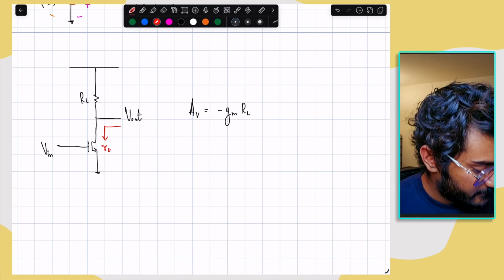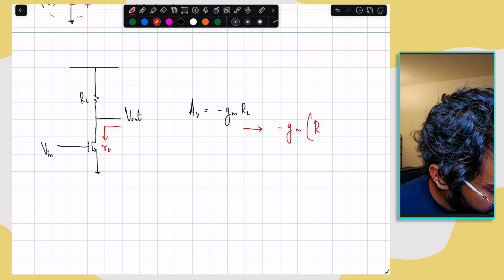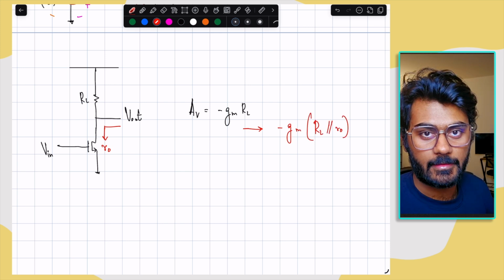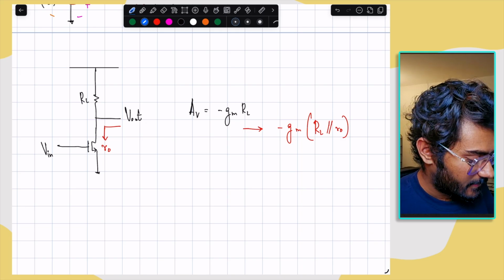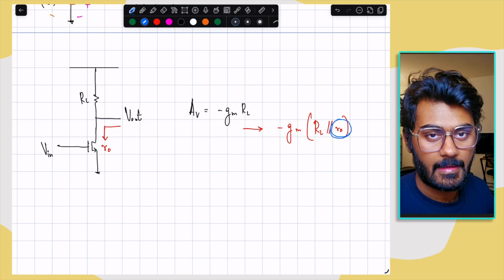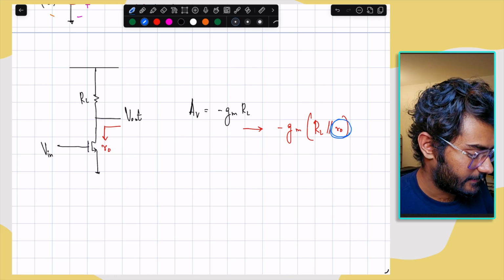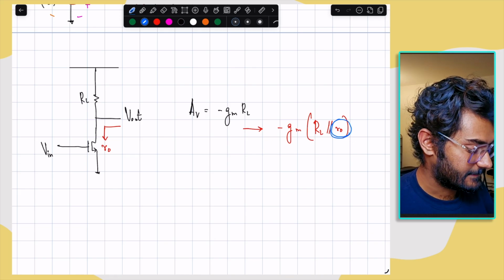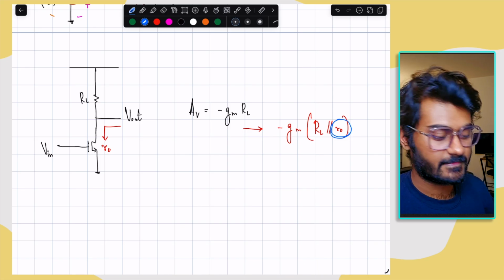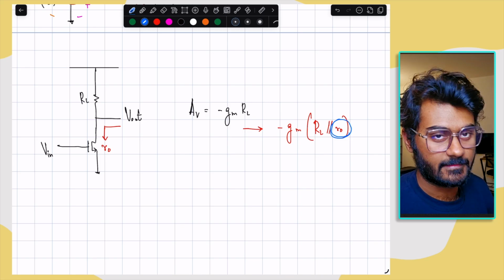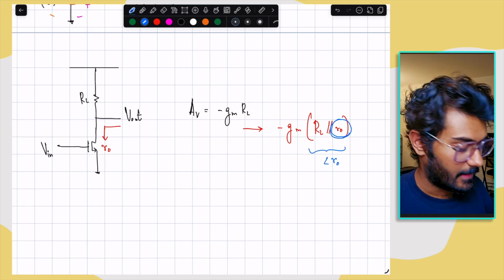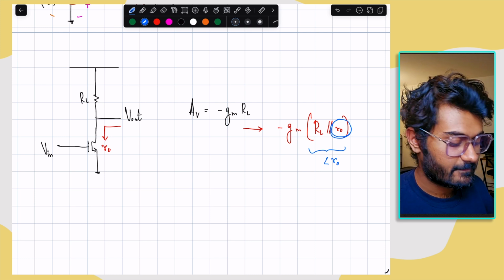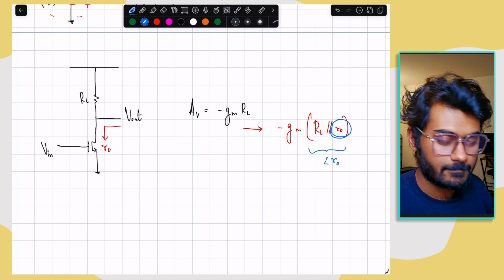Because of that, the gain reduces to gm times (RL parallel R0). Note that I'm talking about small signal gain, and this R0 comes in parallel with the load resistance. So in theory, even if you try to make RL very high to get high gain, R0 limits the overall gain of the amplifier, because R0 is coming in parallel with RL. If you have two resistors in parallel, the effective resistance turns out to be less than the smallest resistance in that parallel branch. So this combination always leads to a resistance that is less than R0, and therefore the gain is reduced. In this way, we can see how channel length modulation affects a simple common source amplifier.